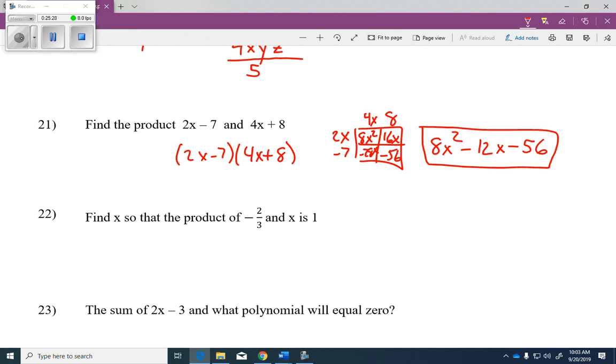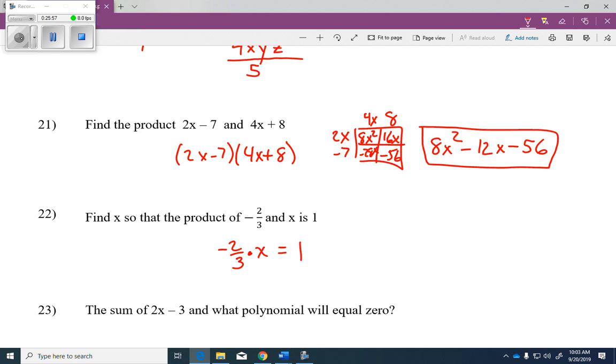Find x so that the product of negative 2/3 and x is 1. So I want to do negative 2/3 times x to get 1 as an answer. I'm trying to figure out what x has to be. I could just solve this equation. I could multiply both sides by 3, divide by negative 2.